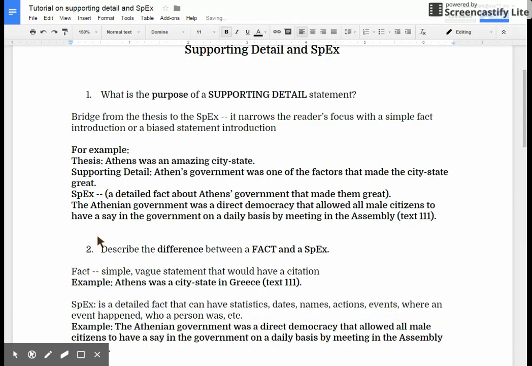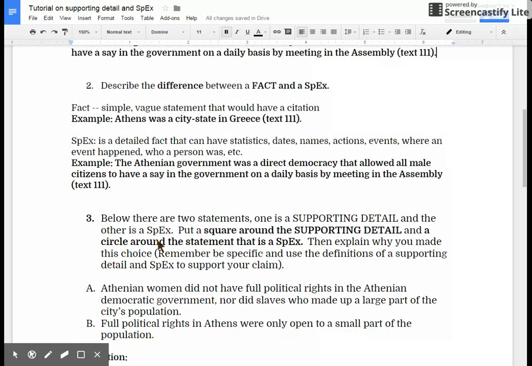And what I've done now is I've put it into context. Their government was great, and here's the fact that would prove their greatness. My fact doesn't have any bias in it, but by putting the supporting detail before it, I'm providing the reader an understanding of why I chose this fact. Okay? So once again, make sure you've written that down.